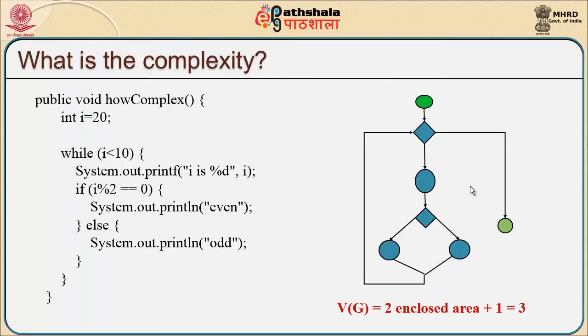So, what is this complexity? Here I am trying to explain it using an enclosed area. How many enclosed areas do we have for this particular graph? This is one enclosed area, this will be another enclosed area. So, the graph complexity with regard to the enclosed area will be 2 enclosed areas plus 1, or number of simple decisions plus 1. I have got 2 decisions here, 2 decisions plus 1 which will be 3. In terms of enclosed area, I have got 2 enclosed areas plus 1 which is again 3.